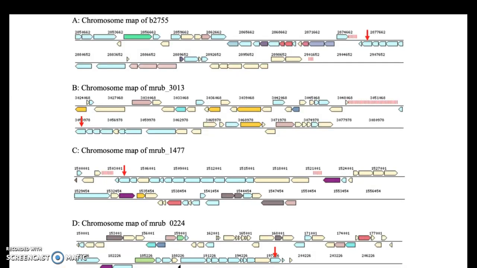These are the chromosome maps for each gene with B2755 on top, then mRub3013, mRub1477, and mRub0224 on bottom. Each gene is indicated with a red arrow and all appear to be part of an operon. They are all followed by a Cas2 gene. B2755 and mRub3013 are both preceded by a Cse3 gene. mRub1477 is preceded by a Cas4 gene, and mRub0224 is preceded by a gene that is simply labeled as a CRISPR-associated protein. Though they all appear to be part of operons, they are operons of varying structure.